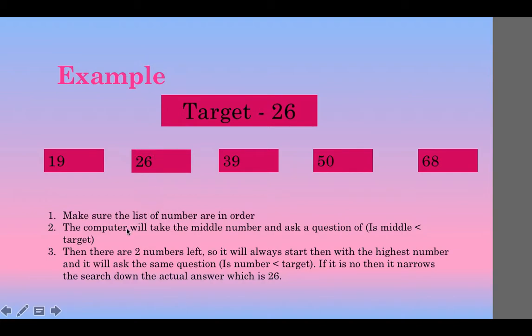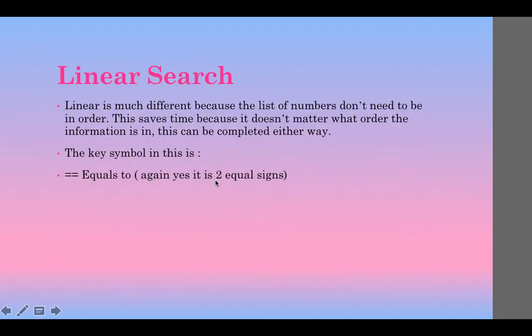Now, the first thing I need to do there is the computer will take the middle number, okay? So the middle number is here, 39, all right? And I'll ask a question of, is 39 lower than the target, which is 26? If it is yes, then great. So 26 is lower than 39. So what will happen is the computer in binary will just get rid of that one.